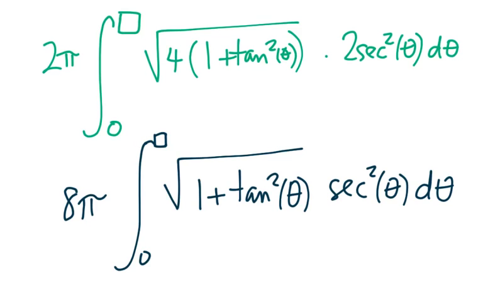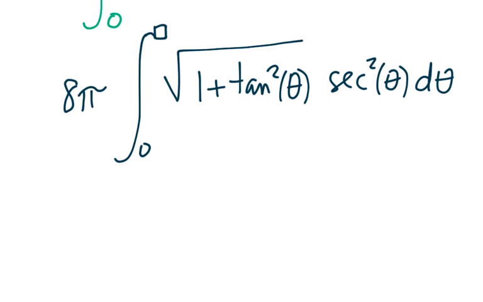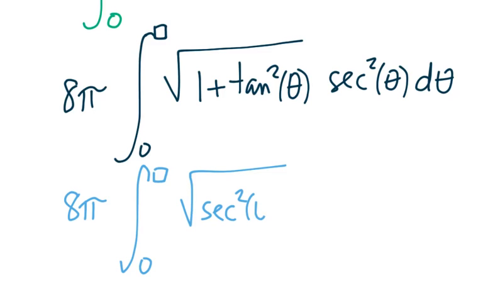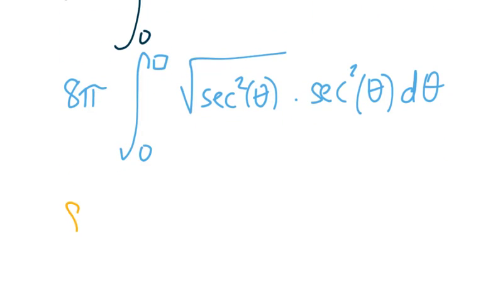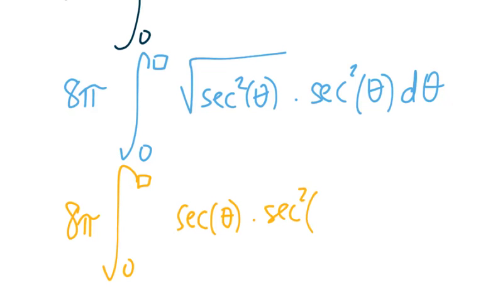1 plus tangent squared is what? Secant squared. So this is 8 pi. The integral from 0 to something. Square root of secant squared theta. Secant squared theta d theta. All right. Square root of secant squared, I can say it's secant. So 8 pi. The integral from 0 to something, secant theta, secant squared theta, d theta.